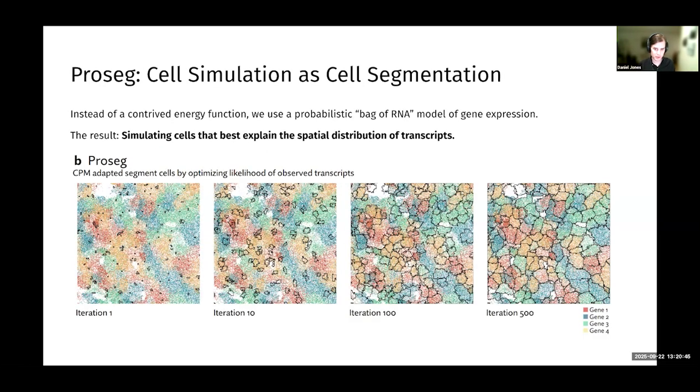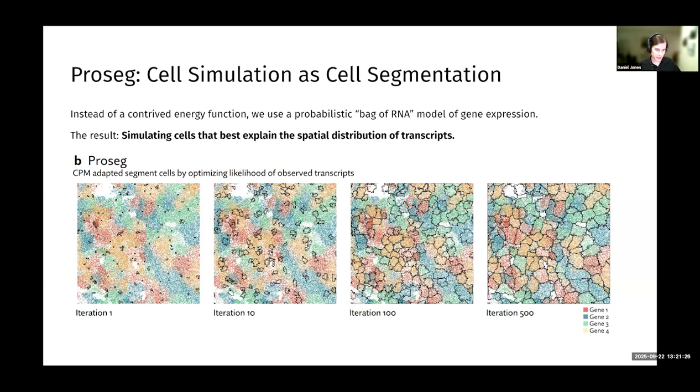Here's a very simple toy version of what this looks like. In this contrived example I came up with, there are just 4 genes, and they're fairly cell type specific. Of course, the types are simulated or contrived here too. If I start with nothing and run this simulation with the bag of RNA model, these cell boundaries go all over the place, and eventually they gradually converge to something where it looks like solid-ish colors in a lot of these cells, or at least a decently good approximation of that.